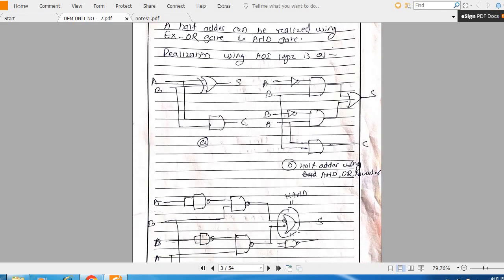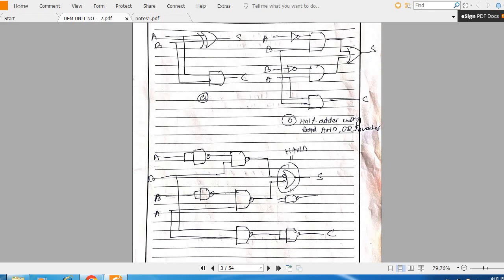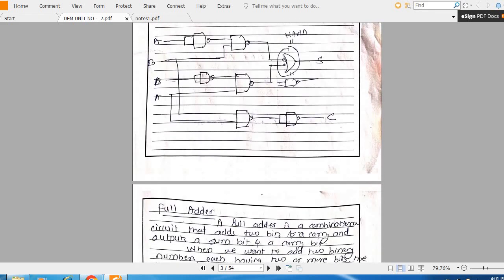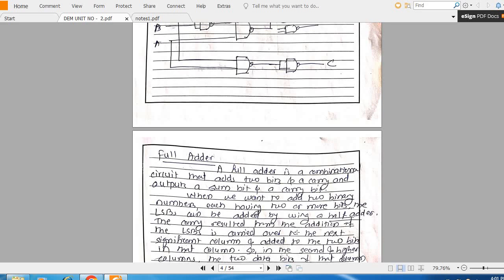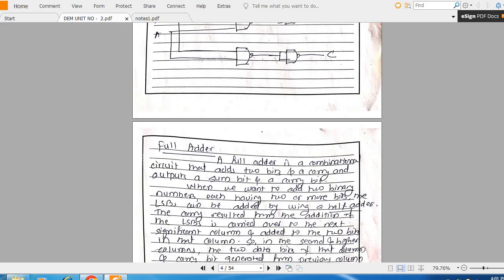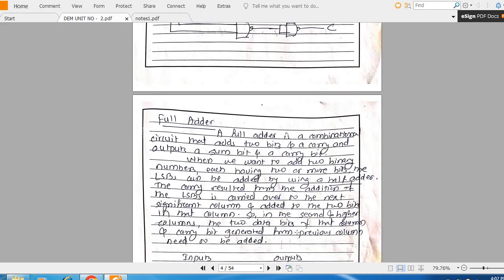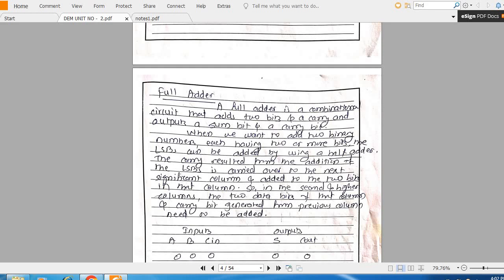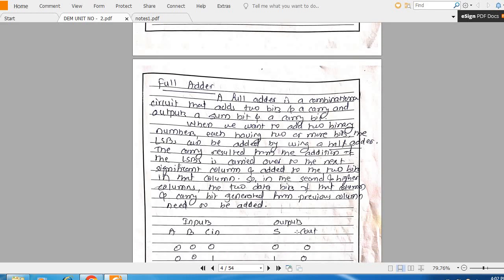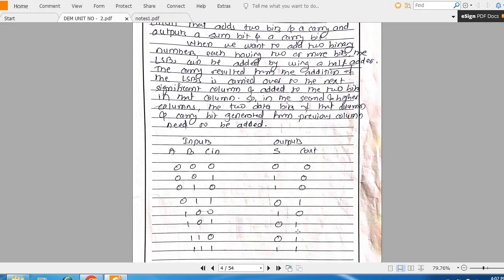Similarly, we can convert these circuits using universal gates, NAND gate or NOR gate. The same circuit can be drawn with NAND or NOR gates. So this is the half adder, which performs 2-bit addition, with two inputs and two outputs. Next we'll go to 3-bit addition, where the circuit is called a full adder. It is a combinational circuit which adds three bits, and again it produces two outputs, sum and carry. So let us see the truth table.